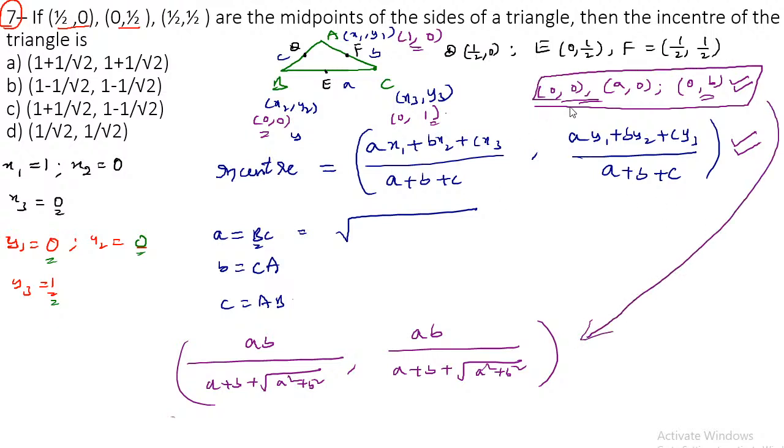But if the vertices are not in this form, we can use this formula, ax1 plus bx2 plus cx3 by a plus b plus c, and ay1 plus by2 plus cy3 by a plus b plus c. So let us solve by using this formula, because we have solved one question by using this formula. This formula is very fast.